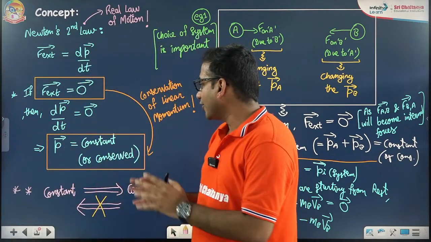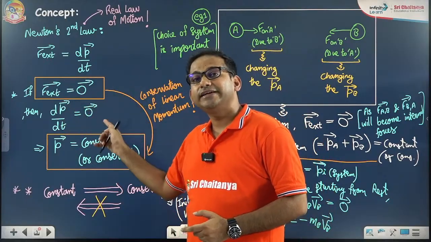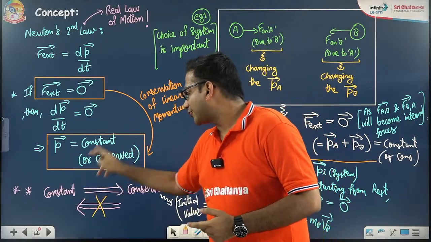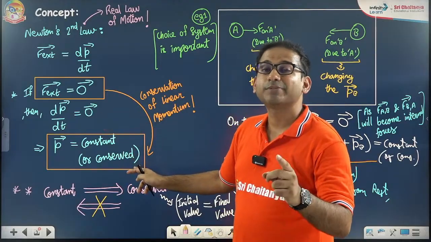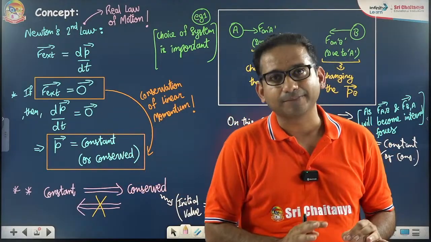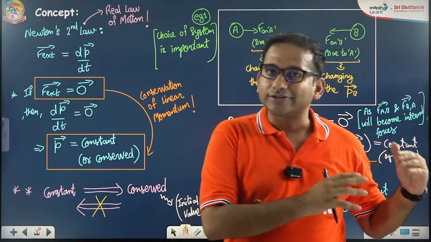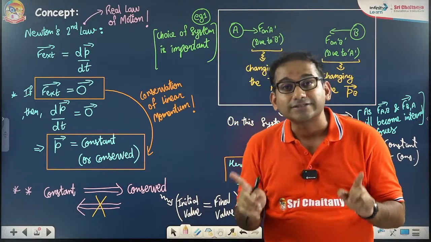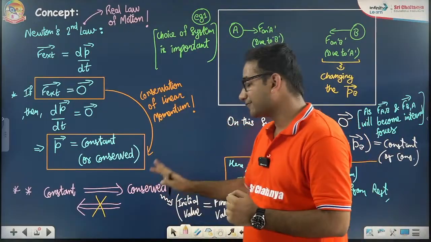Clear? Now, according to Newton's second law, if F external is 0, then dP by dt is 0, meaning P is constant. But if P is constant, it also means it is conserved. That's why the name is principle of conservation of linear momentum. This principle says, whenever the net external force acting on the system is 0, the system's linear momentum is going to be constant or conserved. Because if it is constant, then definitely it is conserved.